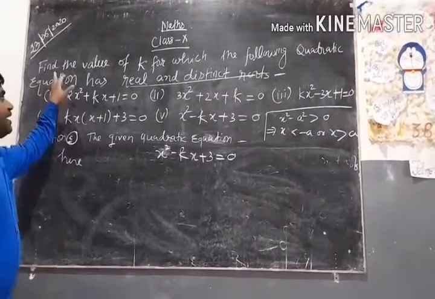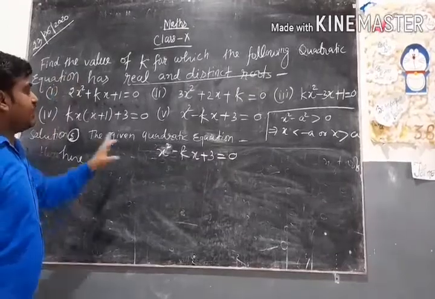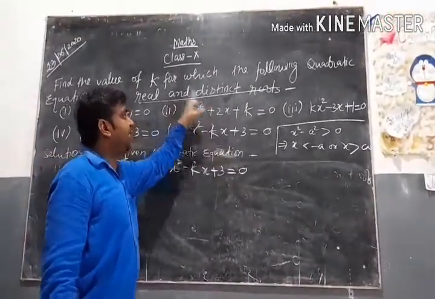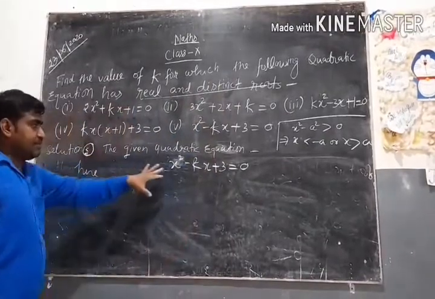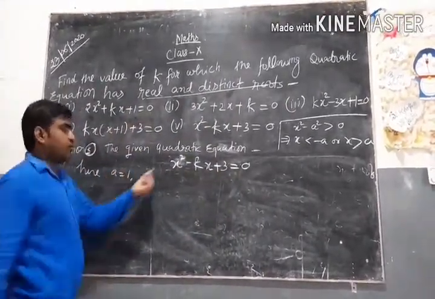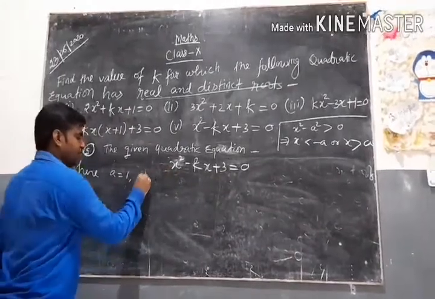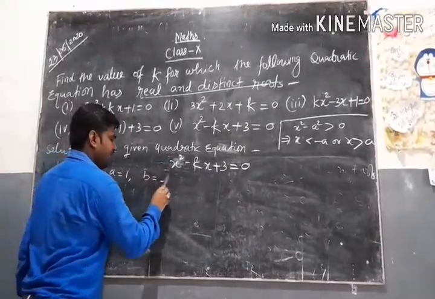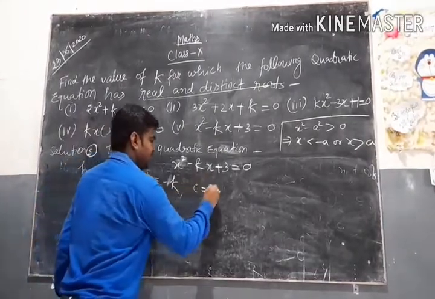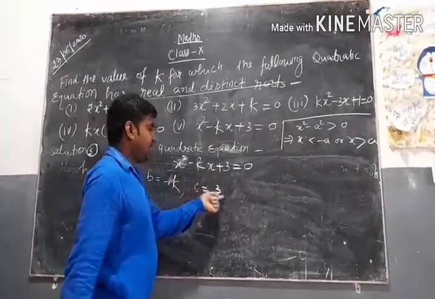Question 3. Find the value of k for which the given quadratic equation x square minus kx plus 3 equal to 0 has real and distinct root. So here in the given quadratic equation a is equal to 1 because the coefficient of x square is 1, b is equal to minus k, since the coefficient of x is minus k, and c is equal to 3. Here the constant term is 3.